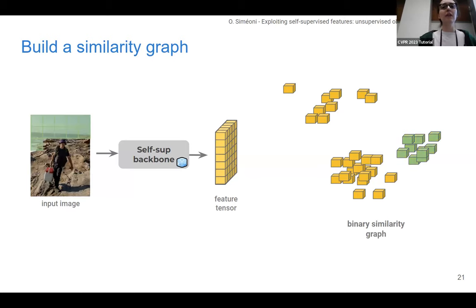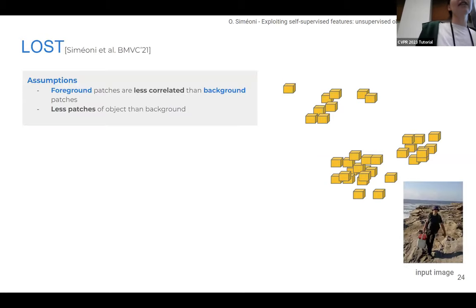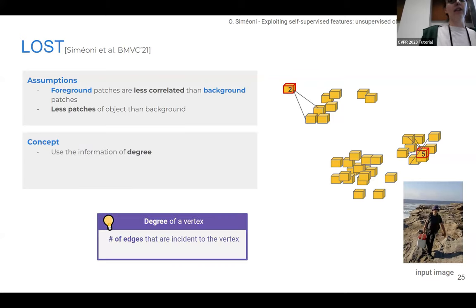When we look at our graph, we can see really distinctively three different parts, and that's what we are going to try to find with our methods. The first one is one that we proposed at BMVC 2021, just following DINO, where we use two assumptions. The first one is that foreground patches are less correlated than background patches, the idea I told you just before. The second is that there are fewer patches of objects than background in the image. That's quite a strong hypothesis that is debatable, but it works for most datasets that we are currently using.